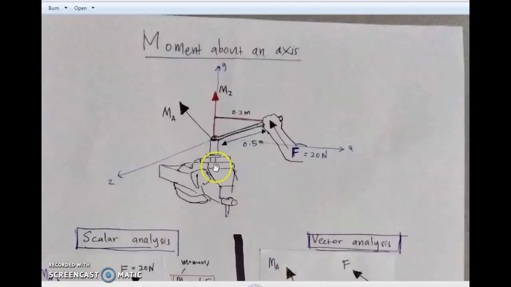Now let's look at how we calculate or analyze the moment about an axis, which in this case we denote as MZ. There are two ways to analyze the moment about the axis of Y. The first method is scalar analysis, and the second method is vector analysis.